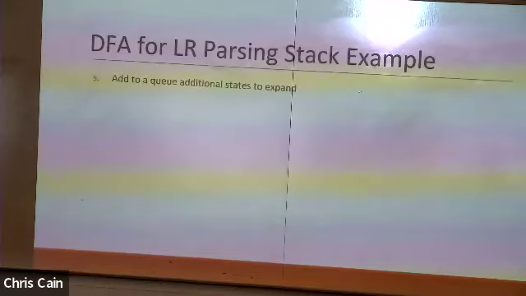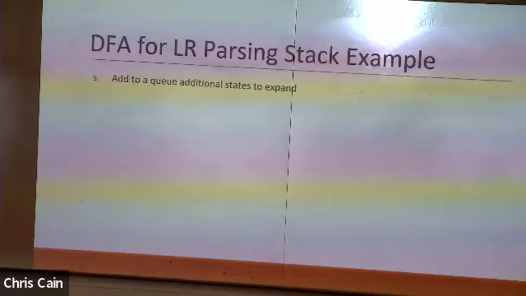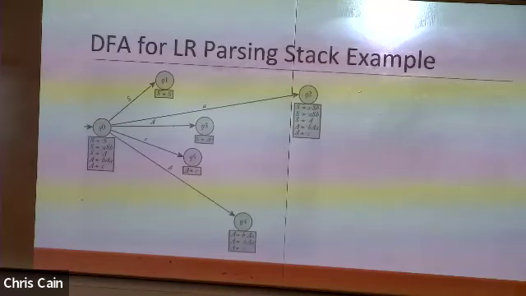So we need to add to a queue all of the states to expand, which are all of them, except for the ones that don't have any new elements associated with them. So 2 and 4 didn't have anything new.